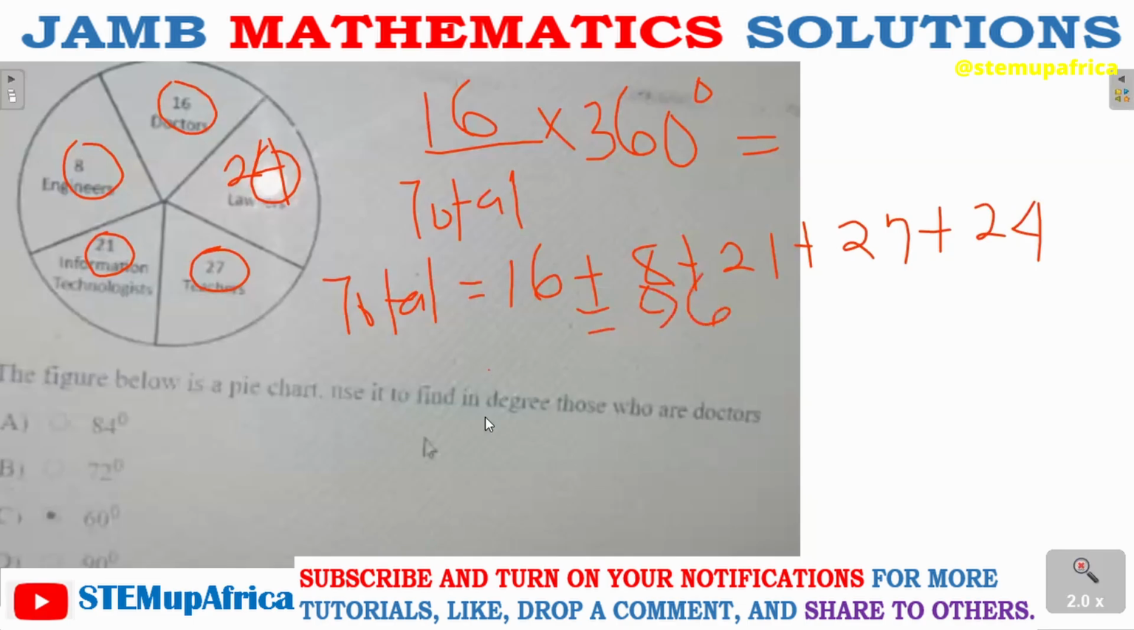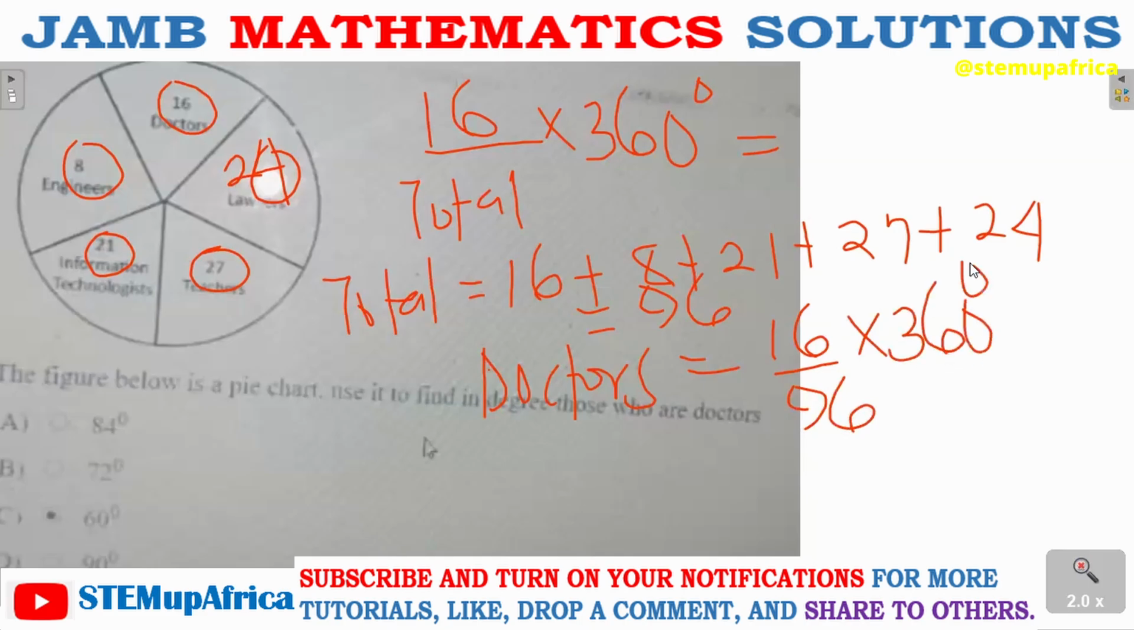So doctors now, the sector of doctors is the amount of doctors, which is 16 over 96, times the sector, which is a circle, is 360. So 16 times 360 divided by 96, that will give us 60. 60 degrees is the sector for doctors. We happen to be option C.